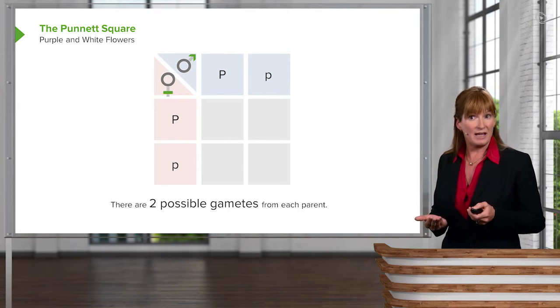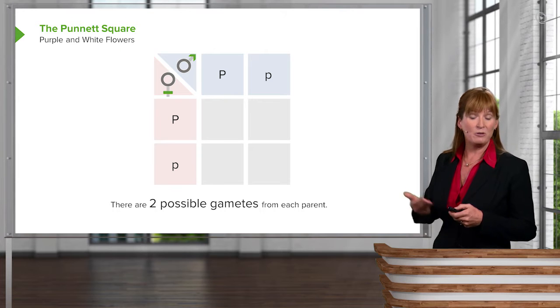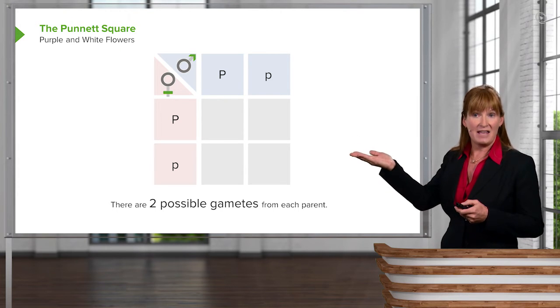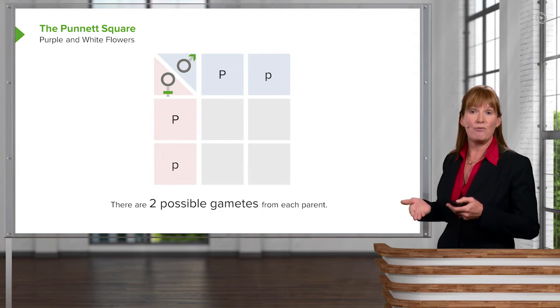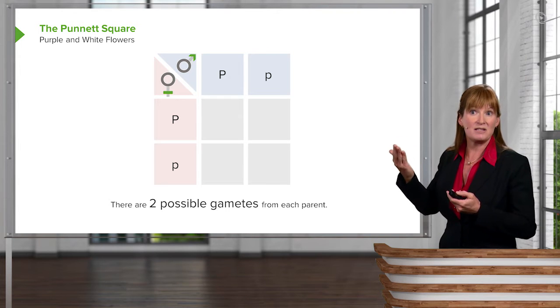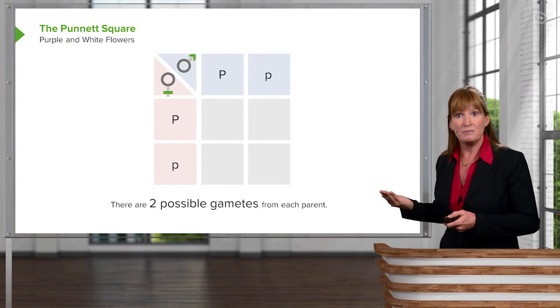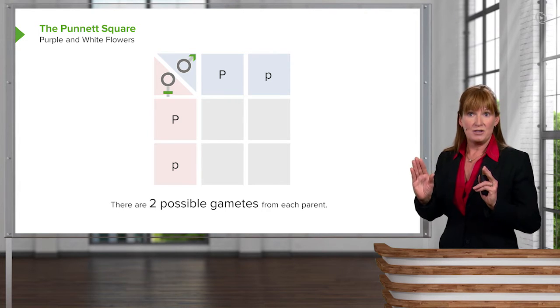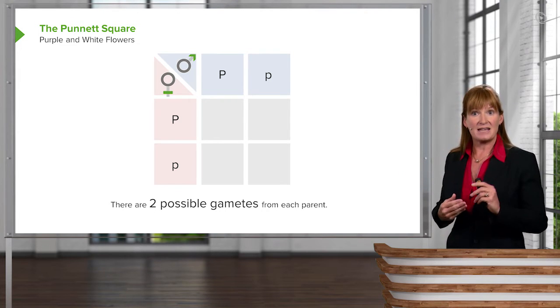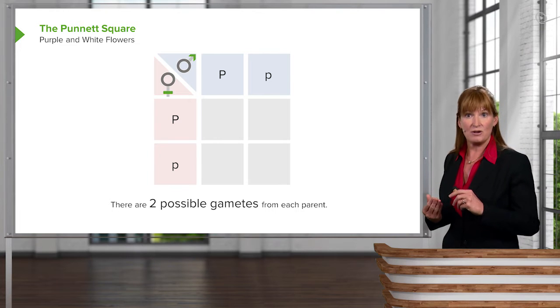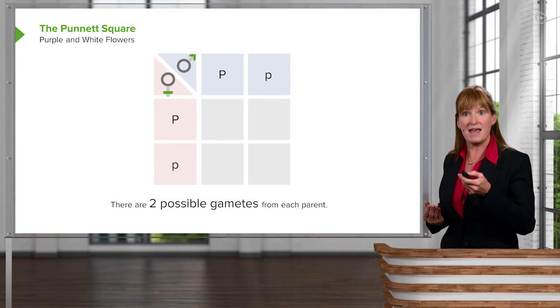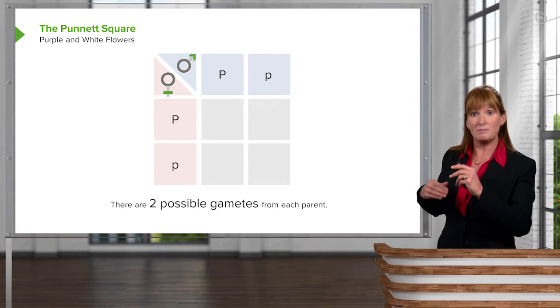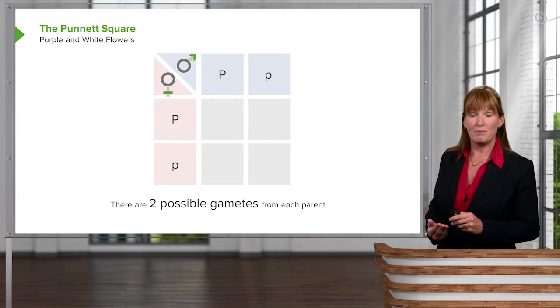Let's say we're looking at the purple flowers again. The male parent, in the heterozygote, may have one big P, the dominant allele, and one little p. He can only make gametes of those sorts. The heterozygous female contribution would be the same. She could only make an ovule with either a big P, the dominant form of purple, or the little p, the recessive form of purple.